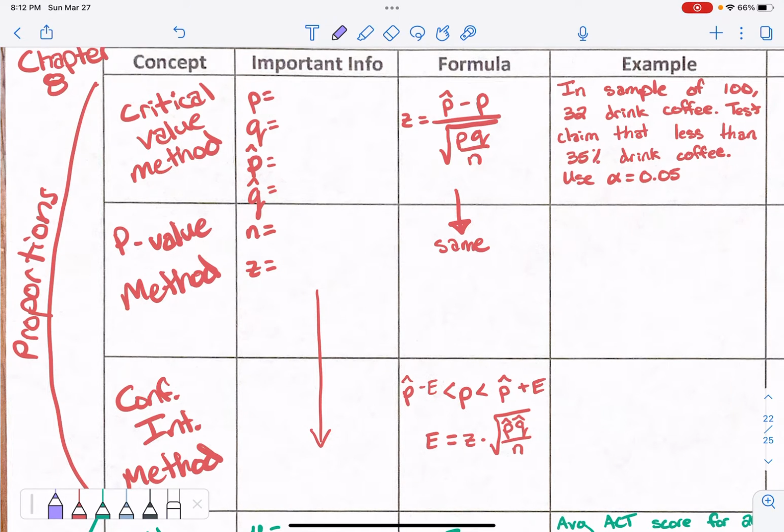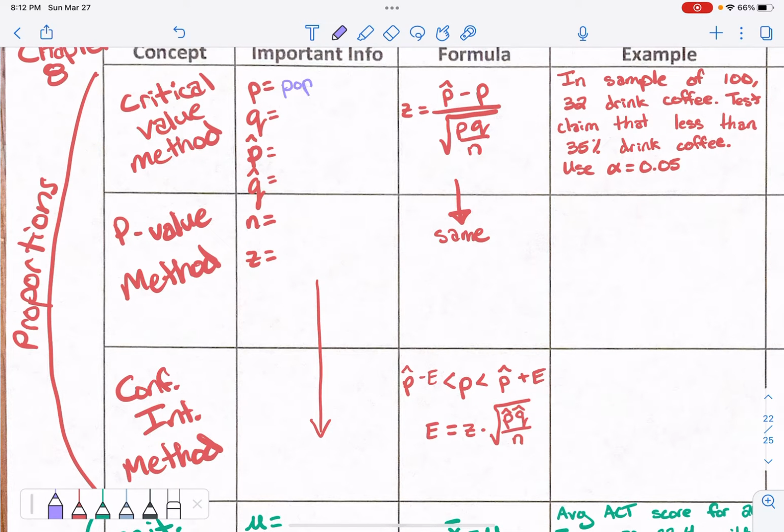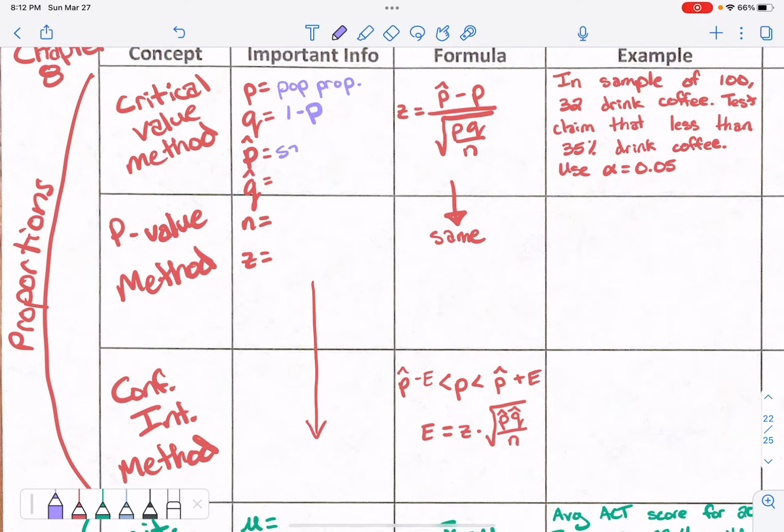So P is going to be your population proportion, P-R-O-P. That's whatever it is you're talking about, the certain percentage of whatever, okay? Q is 1 minus P. Then you have P hat, which is your sample proportion. So whatever sample you're given, the percentage, or the decimal number percentage, of whatever it is that you're talking about. Q hat is 1 minus P hat.